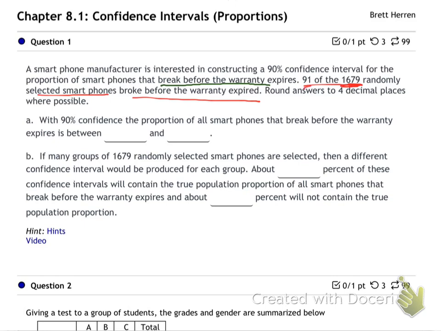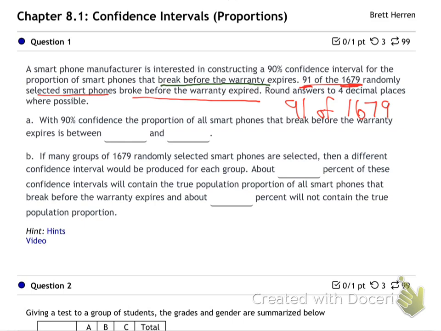So let's say they tested 1679 smartphones, and they gave them to people to use for free to test them out. And 91 broke before their warranty period, so the company had to pay to replace the phone. So they're thinking, all right, 91 out of the 1679 phones broke. So what percentage is that, by the way? You guys got that in the calculator? Let's figure that out.